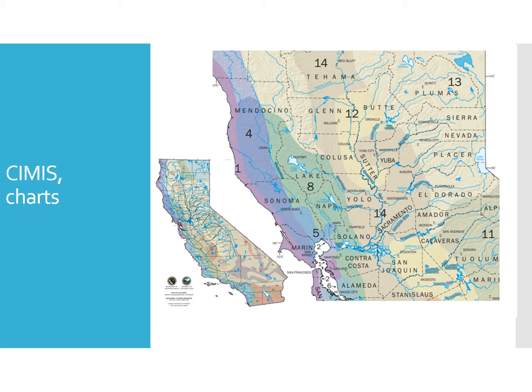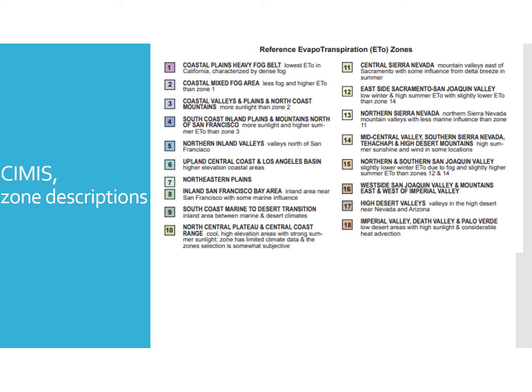So the next slide is going to help describe the geographic ranges. Here we have a description of what these types of ranges are like. I just pointed out Santa Rosa a minute ago. So here, number 5, northern inland valleys, valleys north of San Francisco. And then the other ones, number 1 was coastal plains, heavy fog belt, the lowest ETO in California, characterized by dense fog. Because it's so coastal, there's so much fog, your evapotranspiration rates are going to be much lower, which means you'll need less supplemental watering.